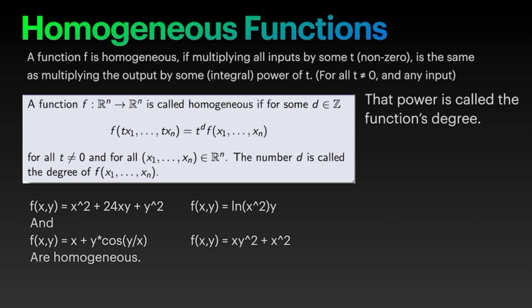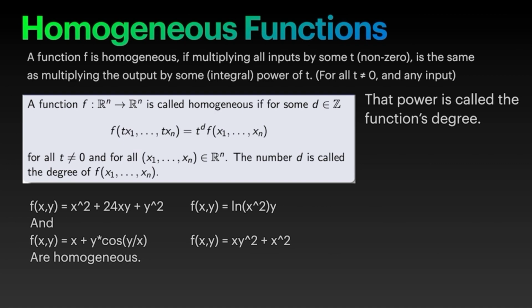Let's look at the other examples. f of x comma y equals ln of x squared into y. Pause if you need to. And the answer is it is not homogeneous. You can check, replace x by tx and y by ty, but you can see there is no way to take any power of t common from this and be left with f of x comma y. So this is not homogeneous.